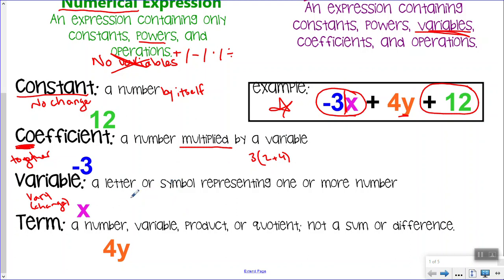So here we have x, and we have y would be another variable. And a term is like a word in our math sentence. So we have negative 3x, we also have 4y, and we also have 12. So it's anything that's linked with multiplication or division, but not a sum or a difference. Plus signs and minus signs are like the spaces between the words in our math sentences.